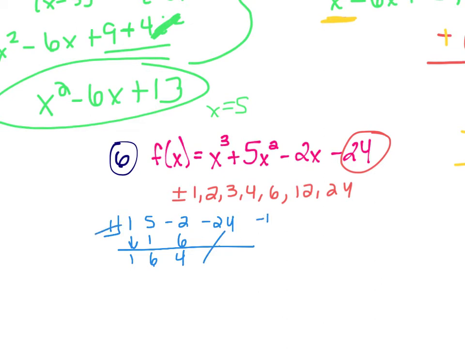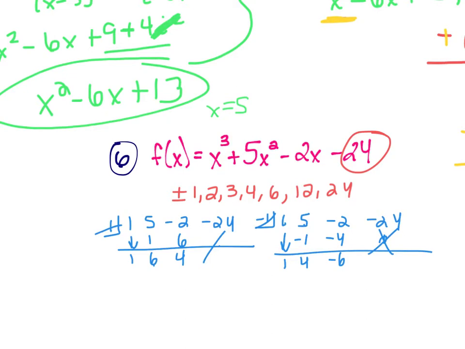So try negative 1. Again, 1, 5, negative 2, negative 24. Bring down the 1. 1 times negative 1 is negative 1. 5 and negative 1 is 4. 4 times negative 1 is negative 4. Negative 2 and negative 4 is negative 6. Negative 6, this doesn't work.